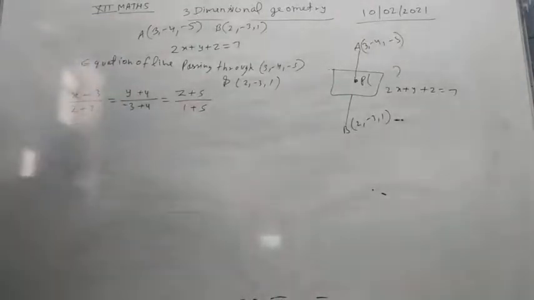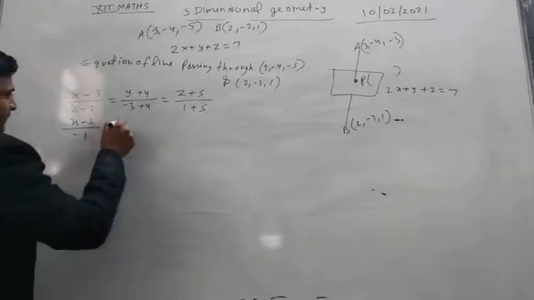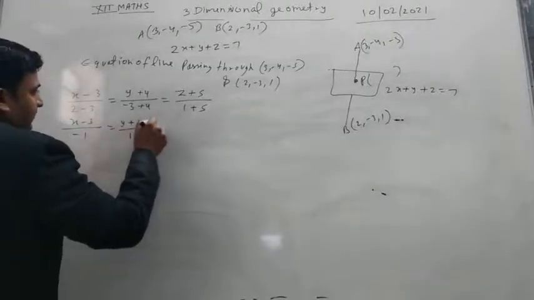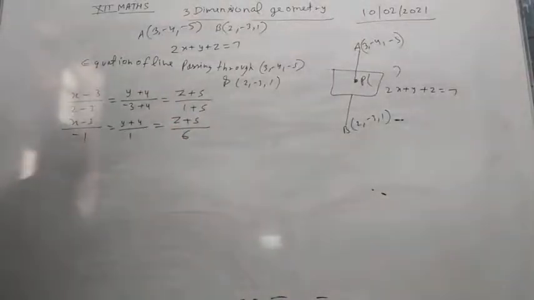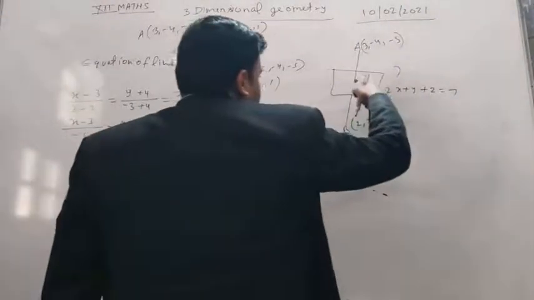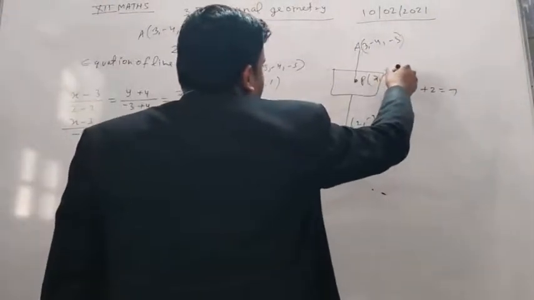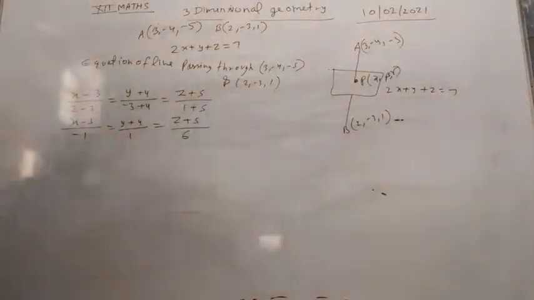So students, when we solve this, we write (x−3)/(−1) = (y+4)/1 = (z+5)/6. So this is the equation of the line which is passing through the points A and B. Okay students, and we let this line AB intersect the plane at the point P (alpha, beta, gamma).